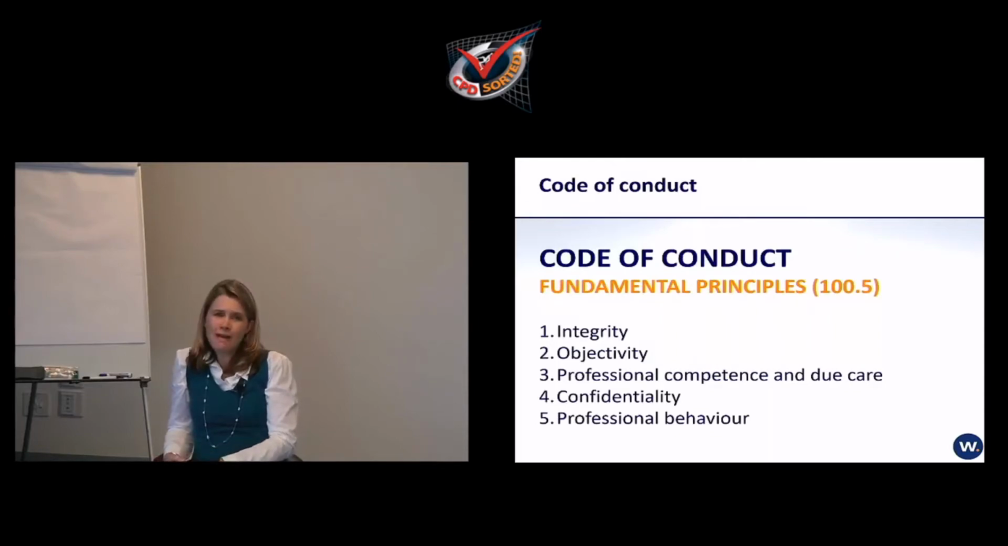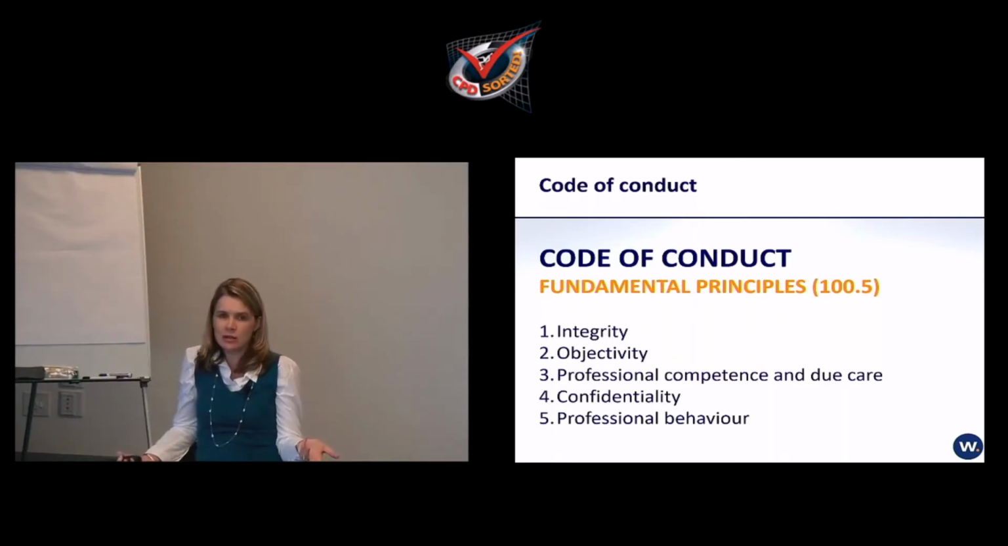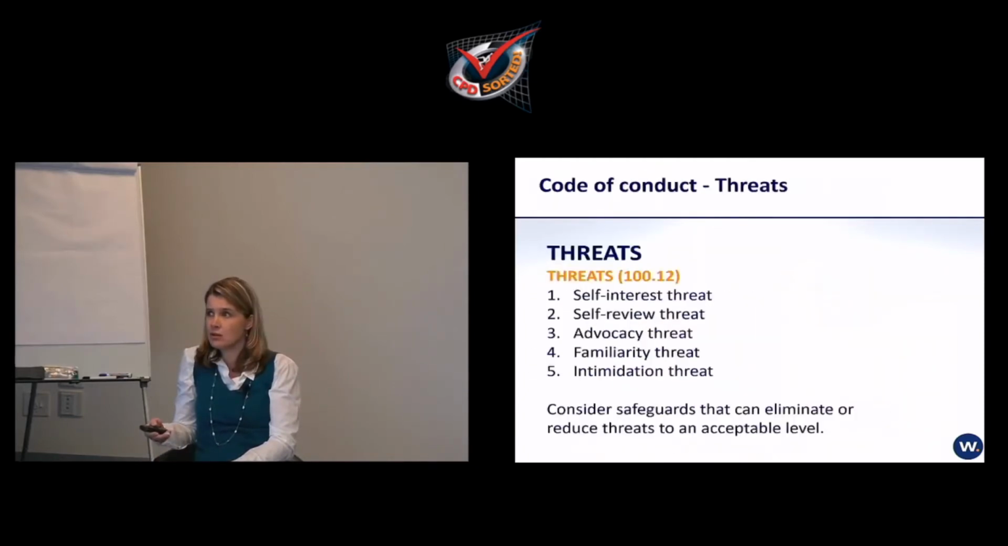So we know the 5 elements of the code. We know integrity, objectivity, professional competence, due care. And the importance now is acting this out. What does integrity look like? What does objectivity look like? So we're not breaching our independence, our confidentiality, and getting involved in those. Okay, so these are some of the threats to the code.